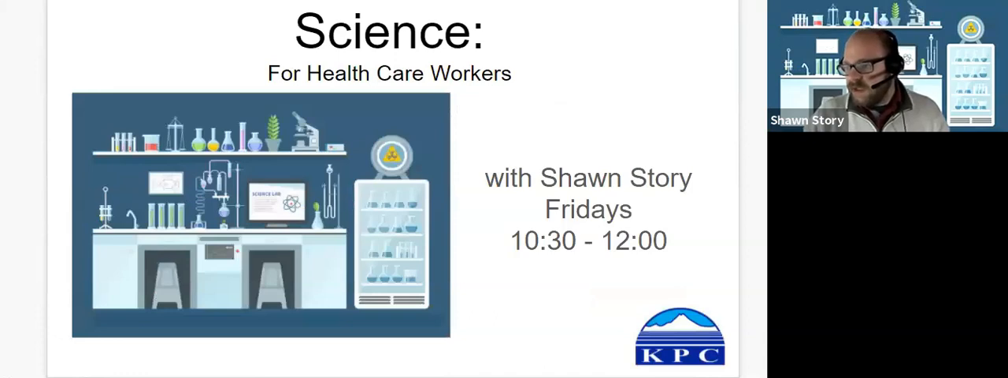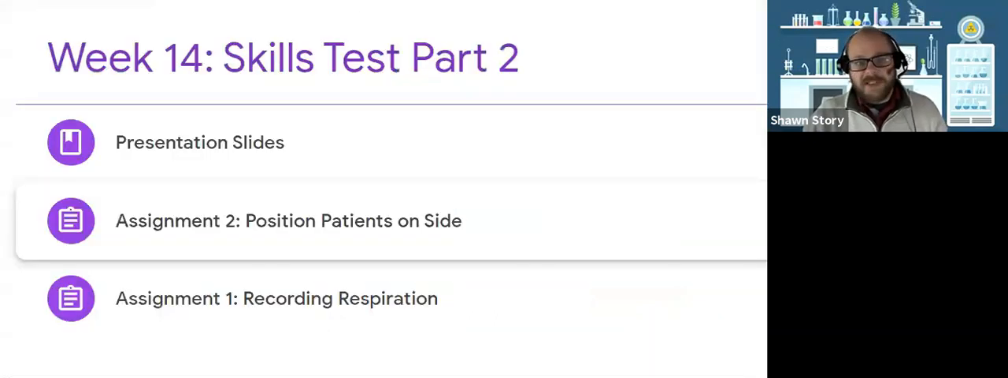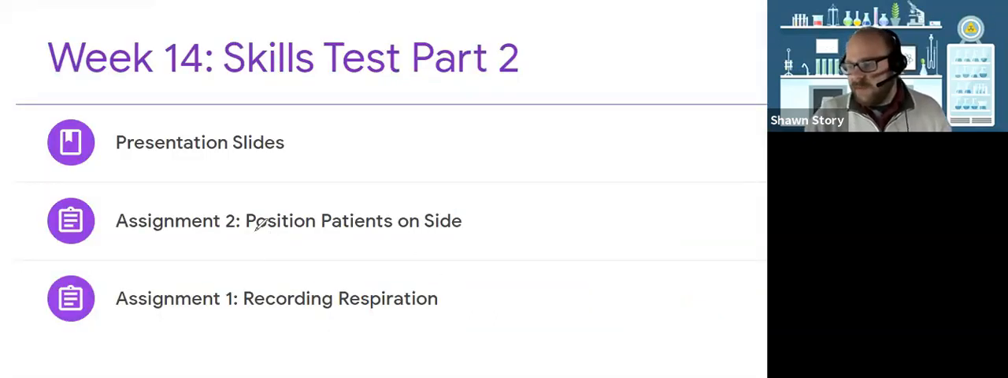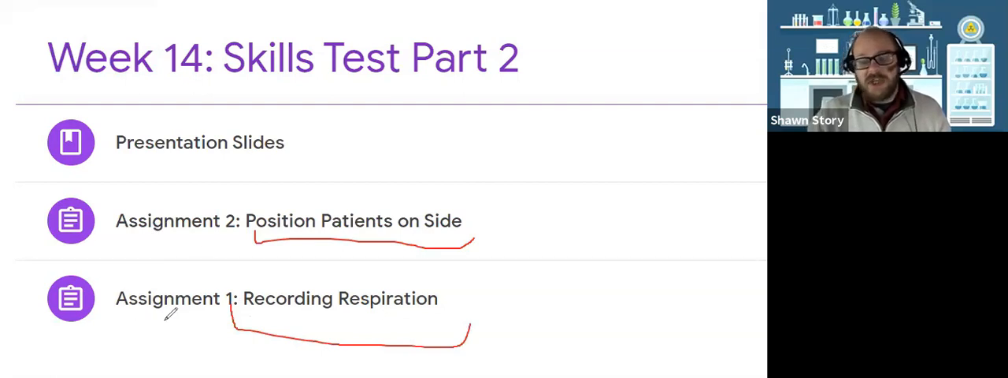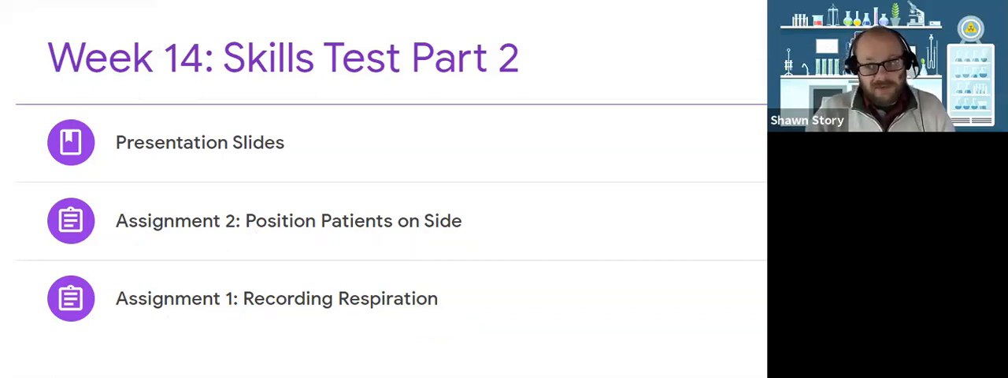If we look at our homework for this week, I have two things. I picked out two of those videos that we did. We had positioning a patient on the side that we just watched, and then recording respiration. What you have to do as your assignments is go back and actually write out the steps. What is the first thing you do, the next thing, and write out that process with as much detail as possible of what that skill test looks like for those. All right, any questions about that?